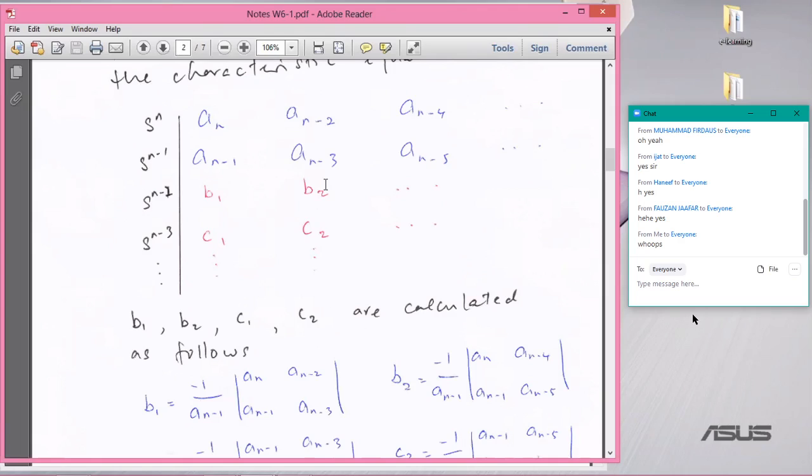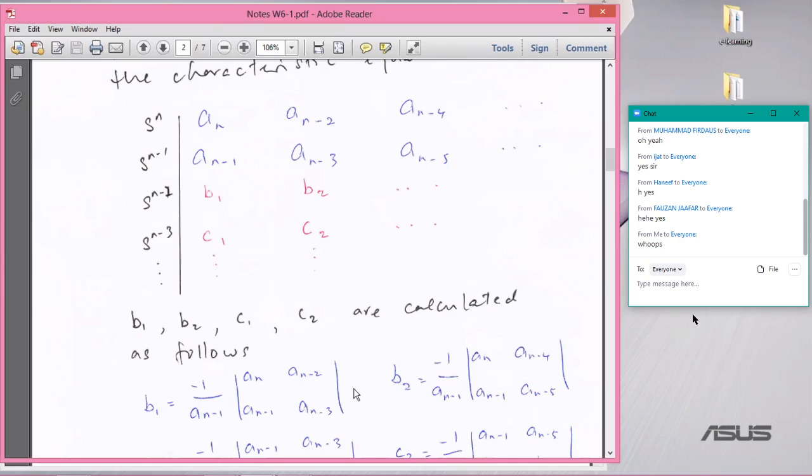Okay, so B2, again, to compute B2, the multiplier is the same. The multiplier for B1, B2, B3 is the same. It is always -1 divided by an minus 1. The first column of the determinant is also the same for B1, B2, B3. The first column is always an minus 1, an minus 1. It doesn't change. You only change the second column.